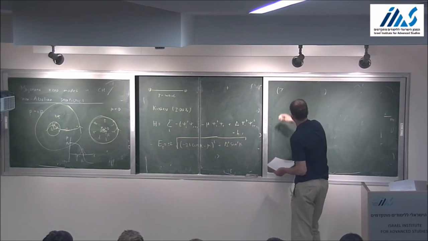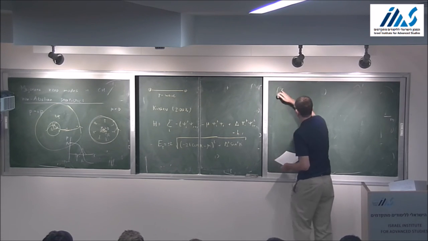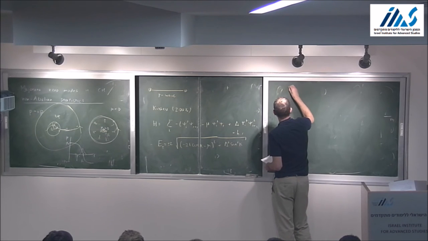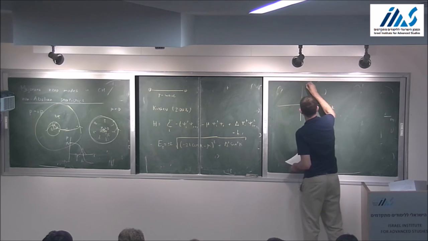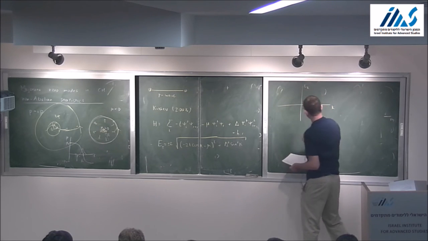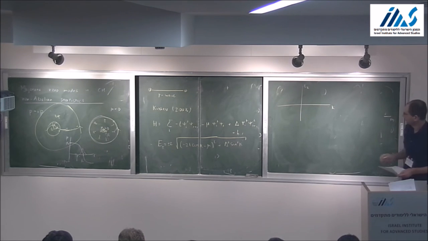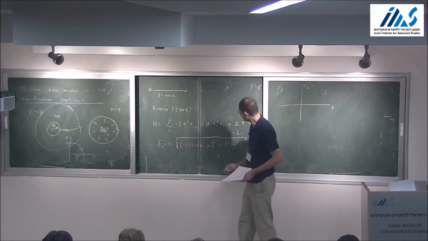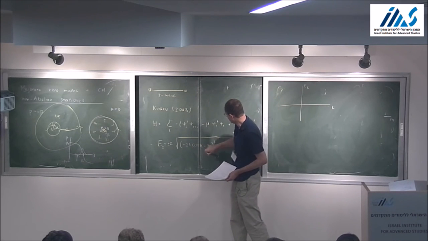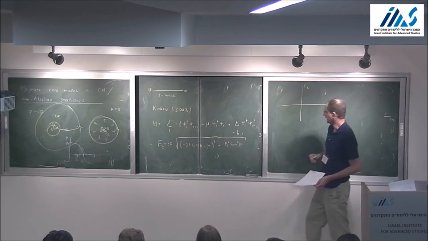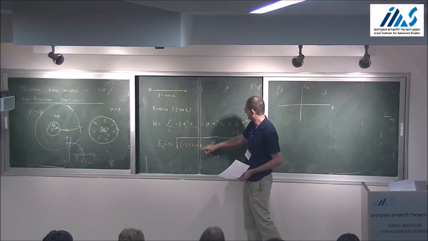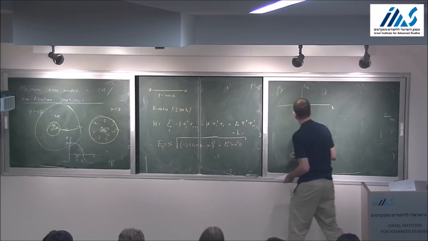Okay, so the picture that goes along with this is the following. This is k, and this is epsilon k. You see that the spectrum is gapped, unless mu is equal to plus or minus 2t, in which case the gap would be zero, either at k equals zero or k equals pi.